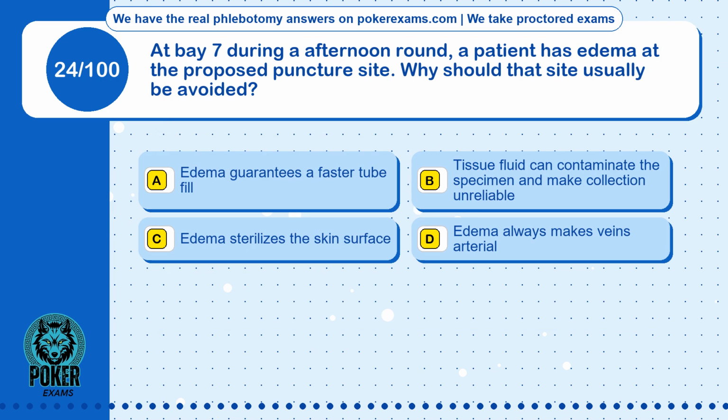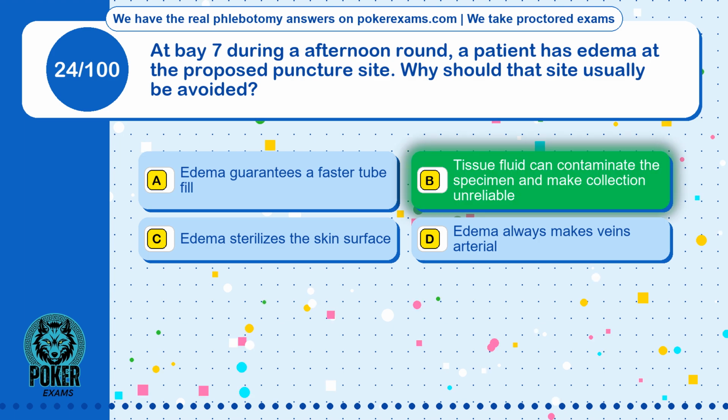Question 24. At Bay 7 during an afternoon round, a patient has edema at the proposed puncture site. Why should that site usually be avoided? Option A, edema guarantees a faster tube fill. Option B, tissue fluid can contaminate the specimen and make collection unreliable. Option C, edema sterilizes the skin surface. Option D, edema always makes veins arterial. The correct answer is option B.